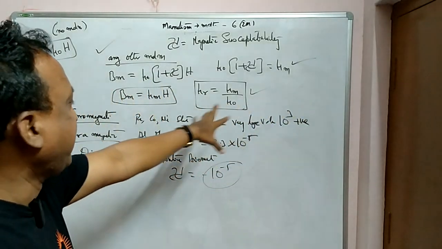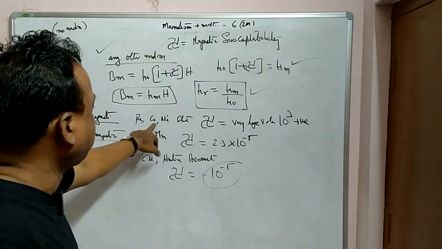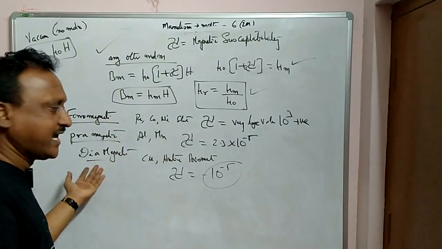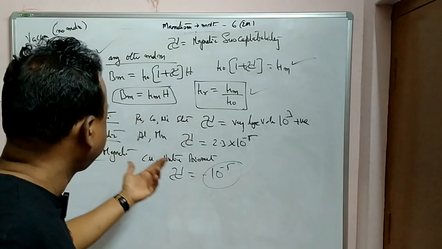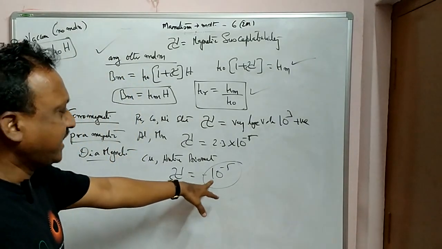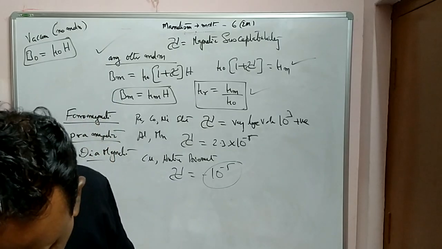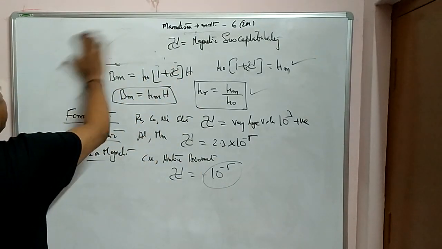And the positive, very large value for zeta, that is psi, is for ferro. Examples I already told you: iron, cobalt, nickel, steel, etc. Para: aluminum, manganese. Dia: copper, antimony, bismuth. Sometimes hydrogen gas is also taken as a diamagnetic substance. So here the value is negative, minus 10 to the power of minus 5. Clear?